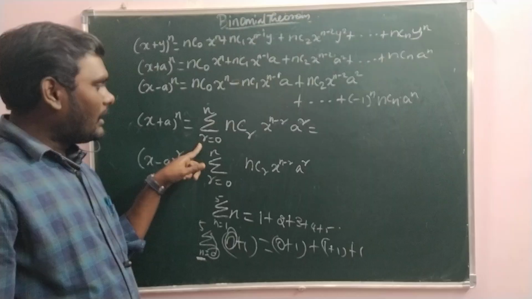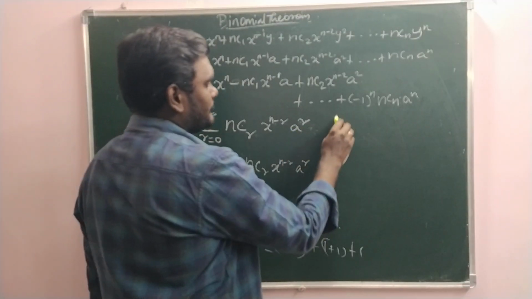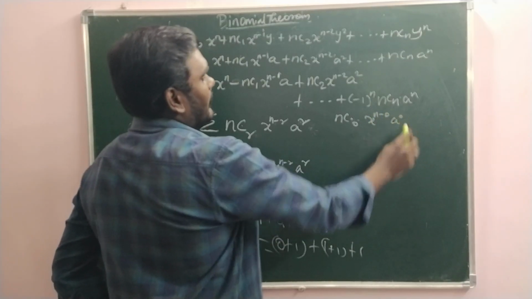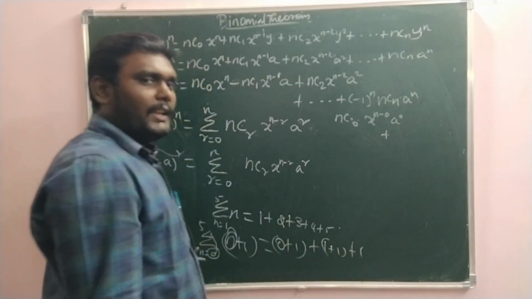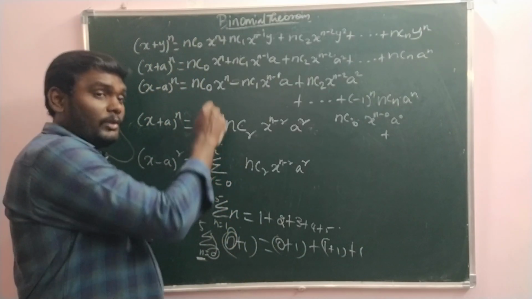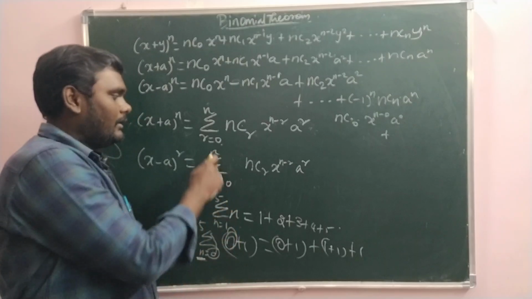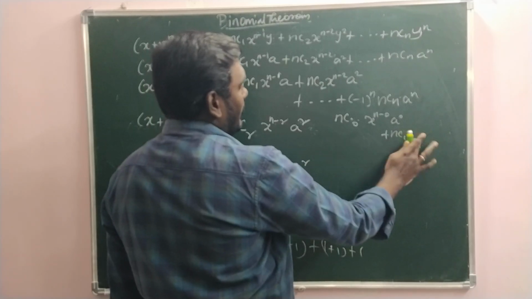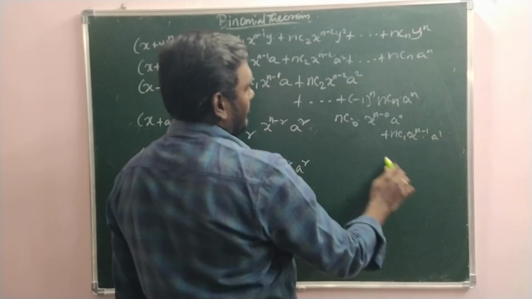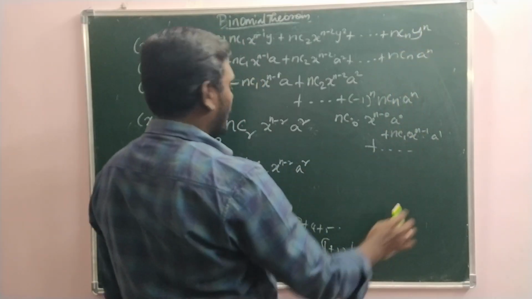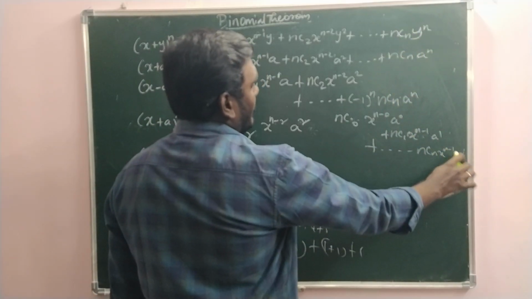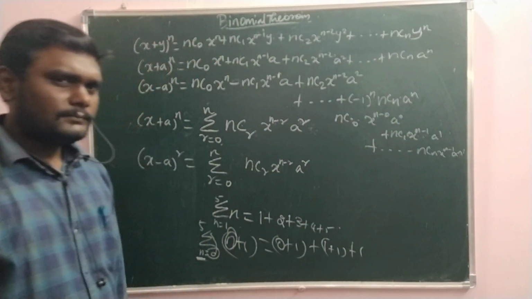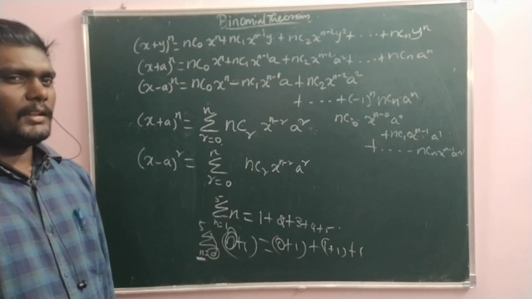Here also it is like that. If you put r equals 0, the first term will be nC0 x^(n-0) a^0. Put plus. Then the next value of r, from 0 to n, you substitute and add everything together. So r equals 1: nC1 x^(n-1) a^1, plus and so on it goes. At last the value nCn x^(n-n) a^n. Does that exactly match with this formula? It's done.